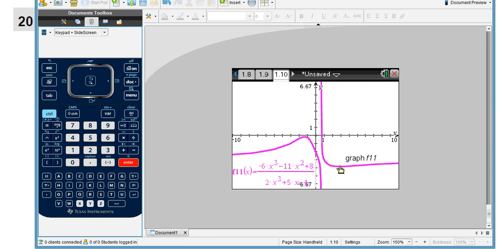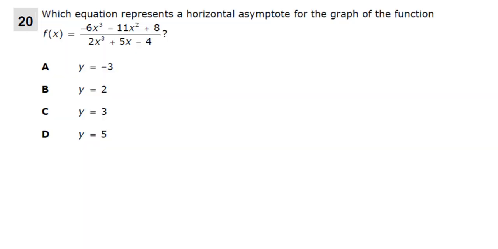And I hope it is apparent to you already, just looking at the part of the graph that we do see, that we're going to have a negative number for our horizontal asymptote. And again, I know what it is. So anything that's a positive number, you can just get rid of already. Now, just to focus in on answer choice A, which is going to be our correct answer.